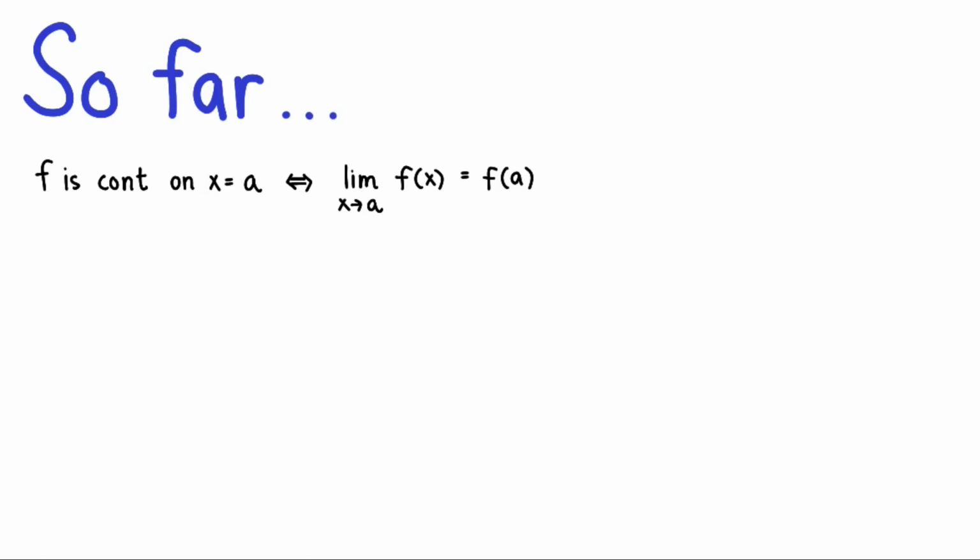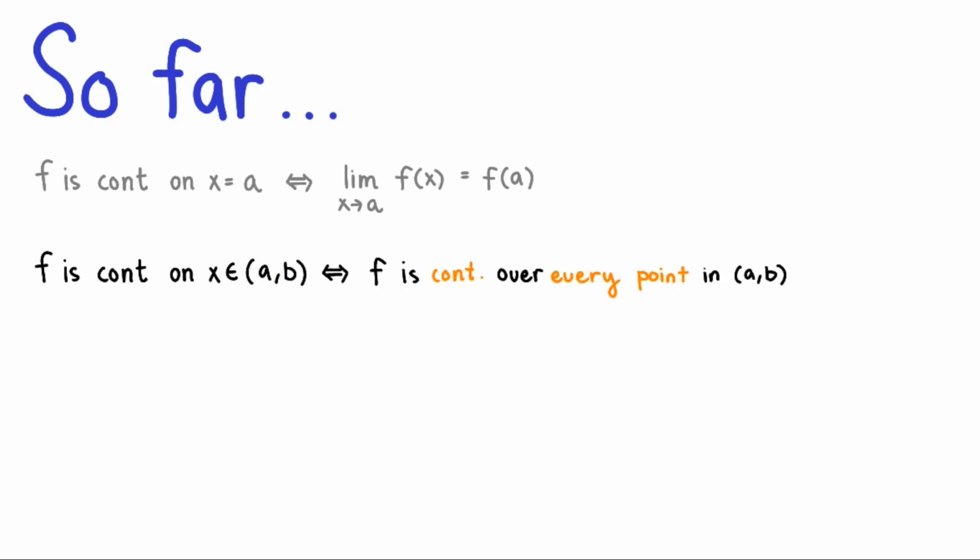How about for an interval, say the open interval (a, b)? How do we determine that this is true? Well, given continuity at a point, we can determine the continuity on an interval by checking if f is continuous over every point in the interval (a, b). So it makes sense, since if it is continuous at every point in the interval (a, b), then it follows that it is continuous on the whole interval.